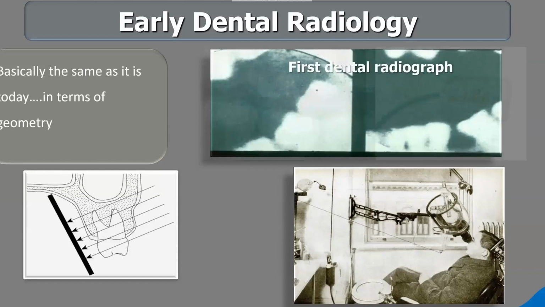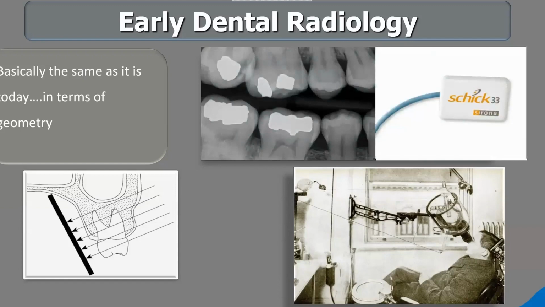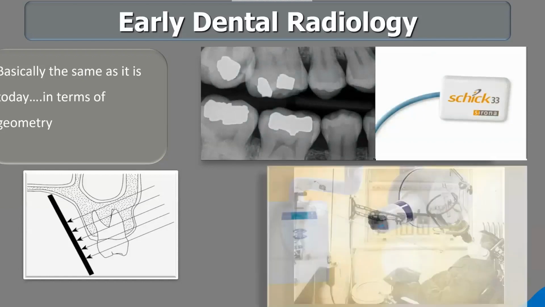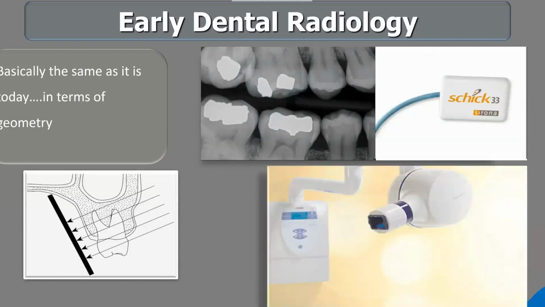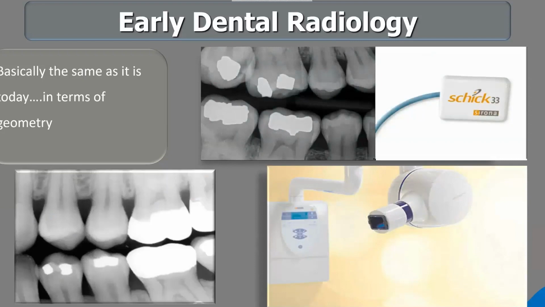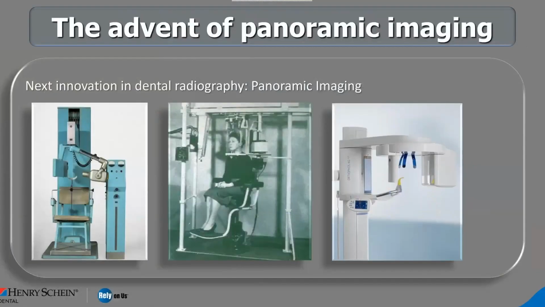And of course, we have digital x-rays, we have microprocessors. We can acquire these images in a fraction of a second today. Our x-ray units are much safer than those early units, but we're still using that same geometry that we came up with in about 1896. And so that might be a little bit of an issue. The next big advent came with panoramic imaging. So this was about 1950s, 1960s.